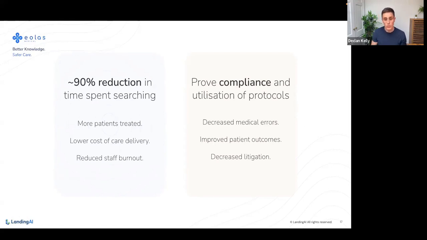The other thing that we can do here is everything that's on the platform is fully tracked. So all of the queries, what information was surfaced, when it was surfaced, who viewed that information. So we can prove compliance and the utilization of those protocols. So this decreases medical errors, improves patient outcomes, and decreases litigation as well for the health system as a whole.